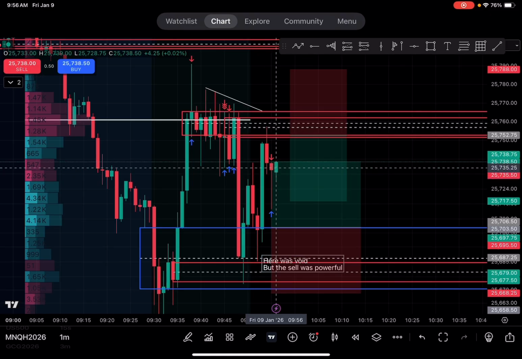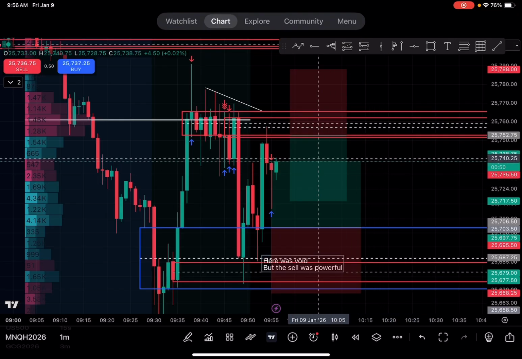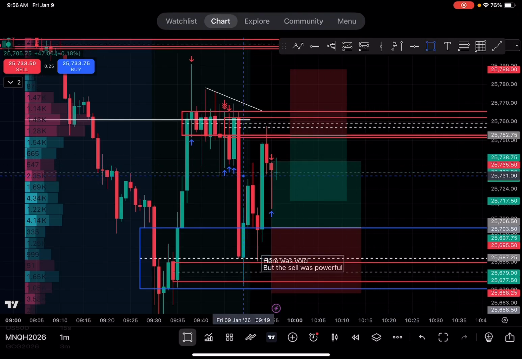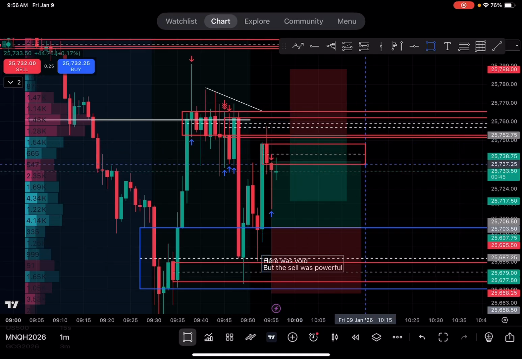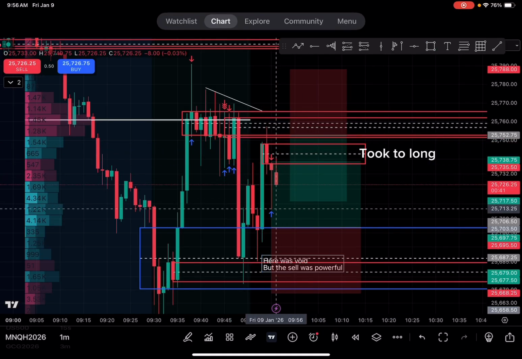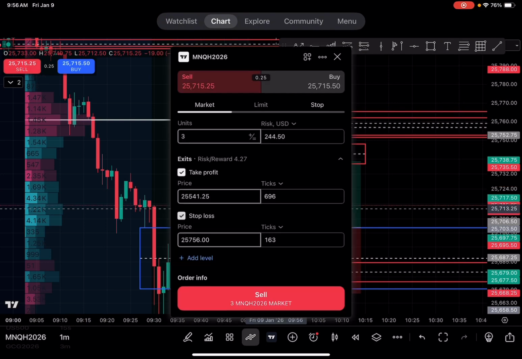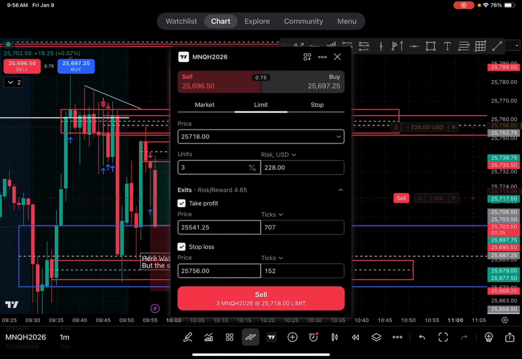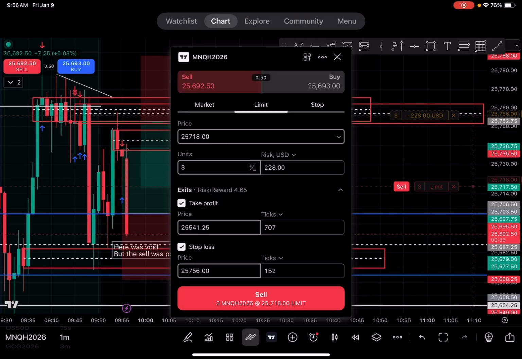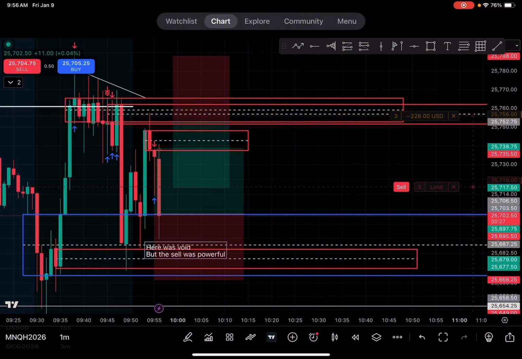The range is becoming smaller. Now this is now a new range. I'd say a one-to-one would be good if we could get it. Okay, missed it. Actually, that would have been a great scaling opportunity, but that was the next opportunity as a continuation sell entry.